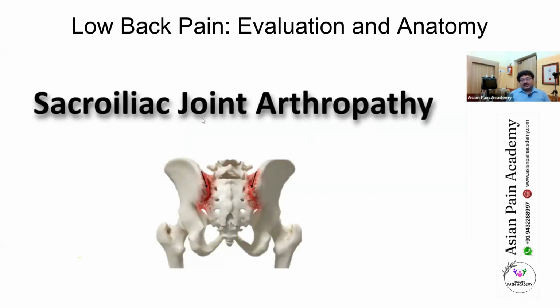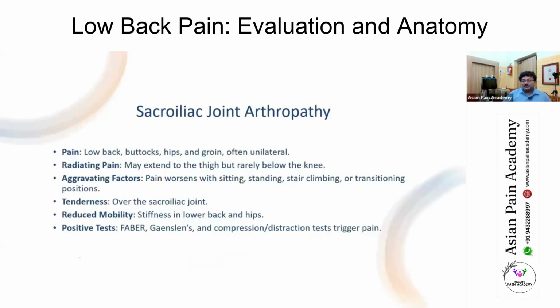Sacroiliac joint arthropathy. So we have two sacroiliac joints by the side of the spine. When they are painful, they also cause pain in the lower back. And you will be surprised, the L5S1 and the sacroiliac joint have similar nerve supplies. So if the pain is coming from the L5S1 or the SI joint, sometimes they are a little bit confusing because both cause similar type of back pain.